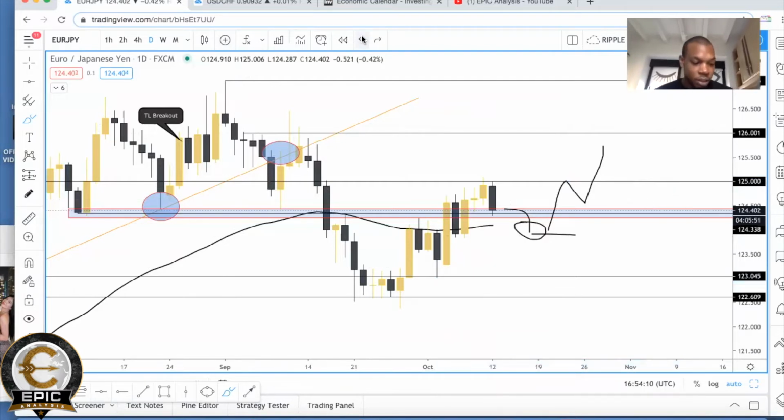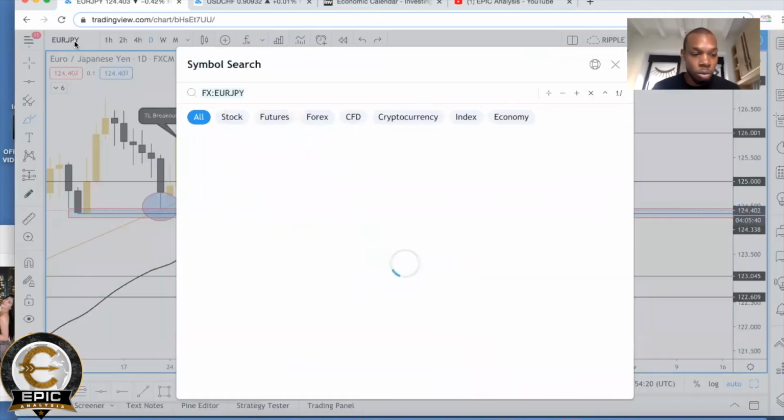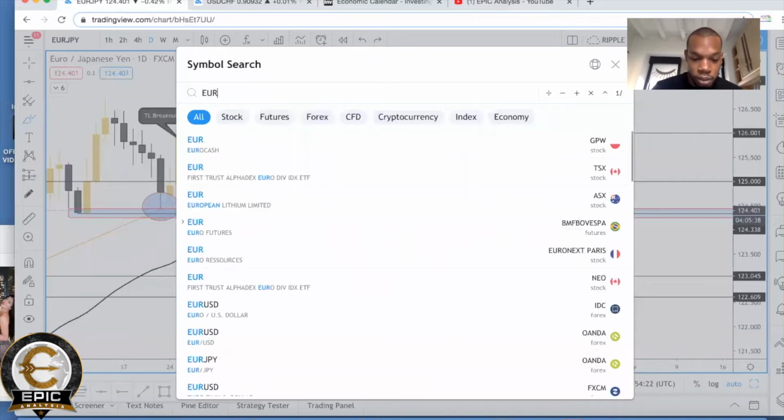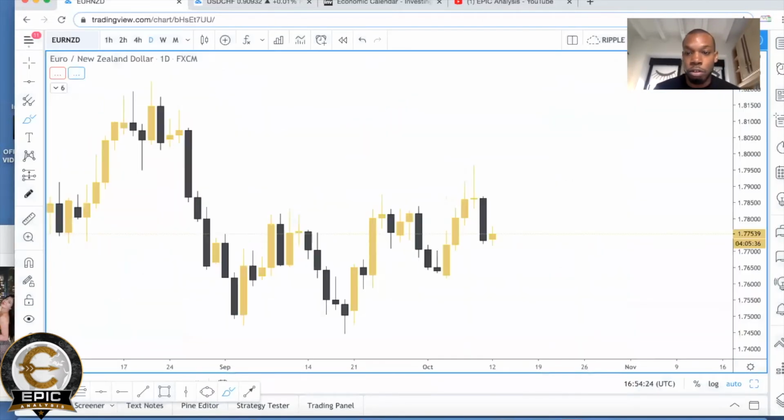All right. So I went over about 5 pairs: DXY, Euro USD, AUD USD, USD CAD, and Euro JPY. I have a few more pairs that I want to go over. So let me go over Euro NZD, the Euro New Zealand dollar.